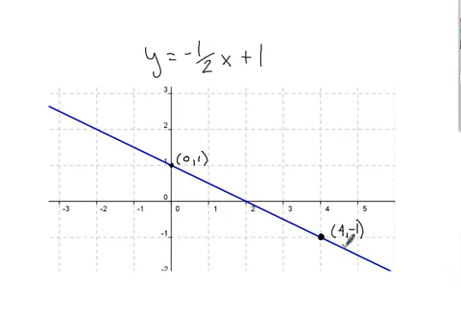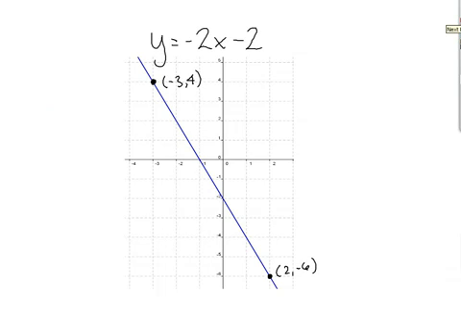And it also went through the point 4, negative 1. And then our third and final graph went through 2 points, negative 3, 4, and 2, negative 6. And you can see with the equation we got, negative 2 is the y-intercept, so it's 0, negative 2. And the slope is negative 2 over 1, so I went down 2 and over 1, down 2 and over 1.